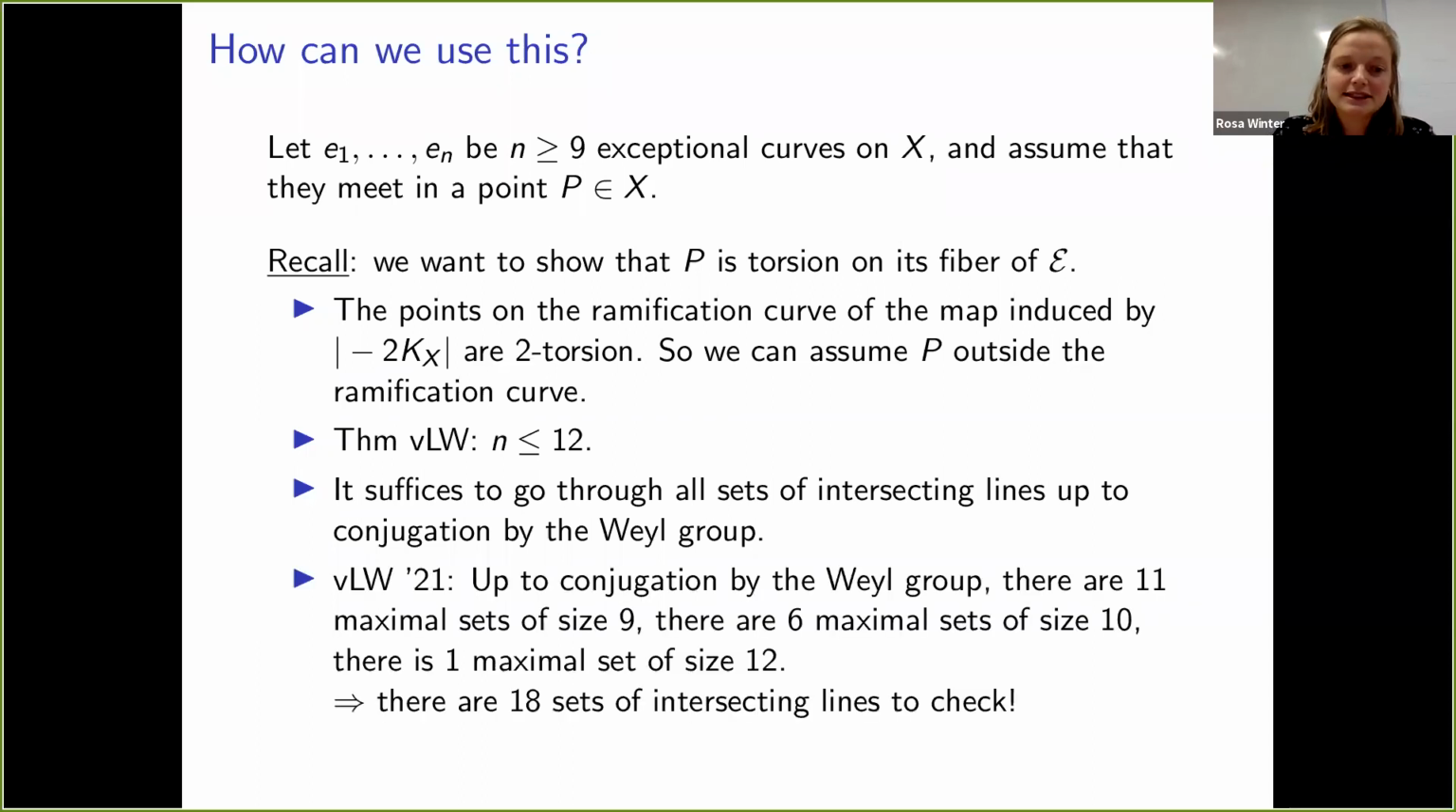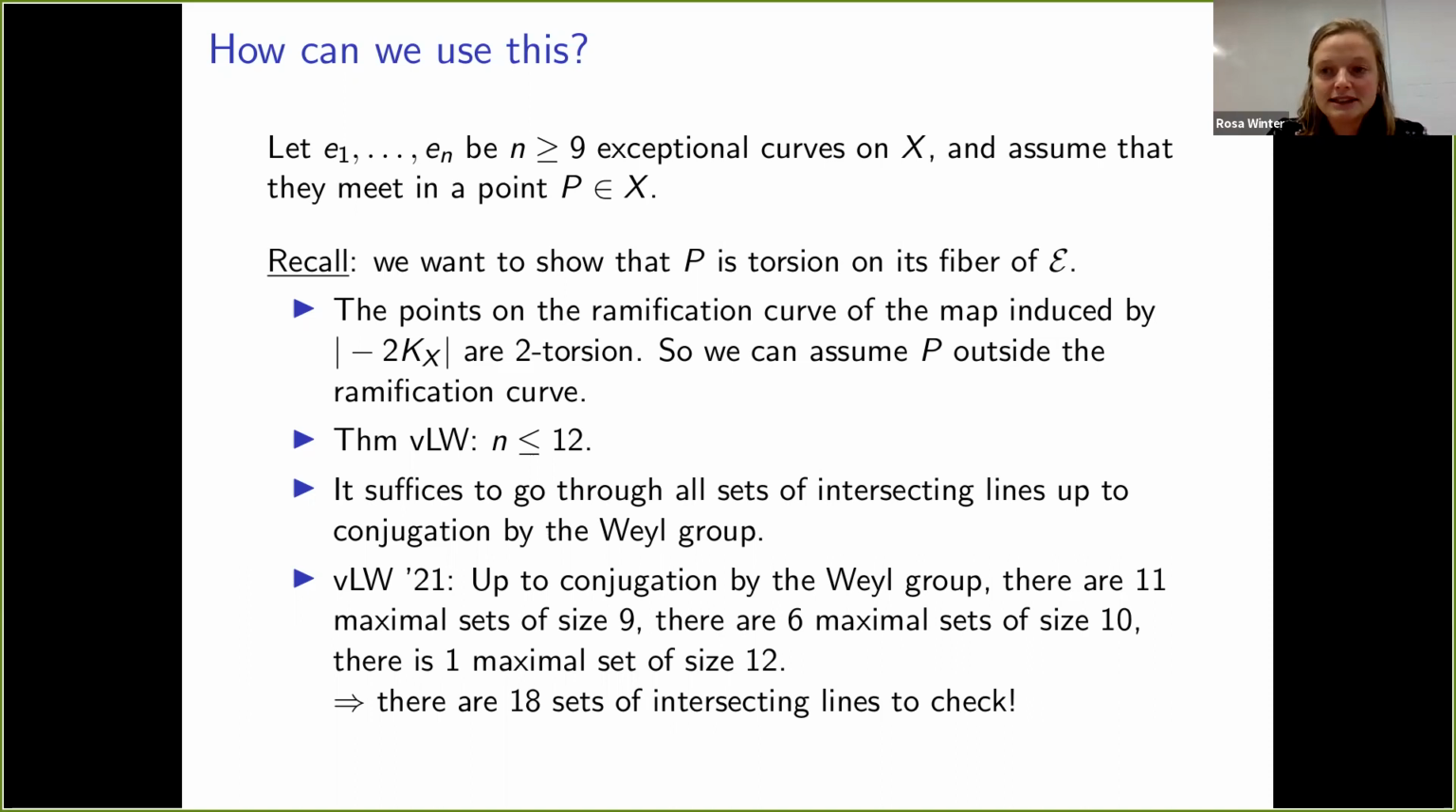And then we look at the result I just mentioned, the paper where we studied this whole action of the Weyl group on the E8 root system, which also gives us results about the 240 exceptional curves. And there we show that up to conjugation by the Weyl group, there are only 11 maximal sets of size 9, there are 6 maximal sets of size 10, and there is 1 maximal set of size 12.